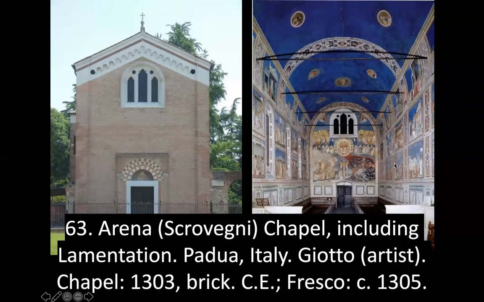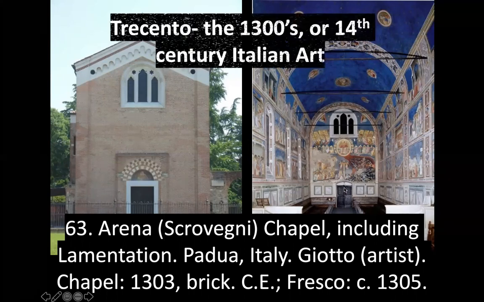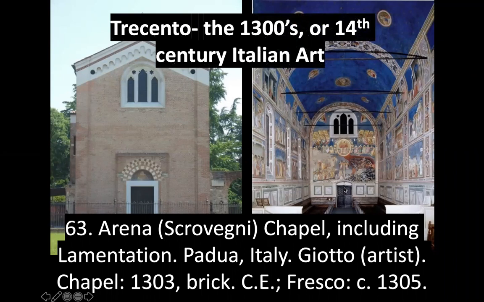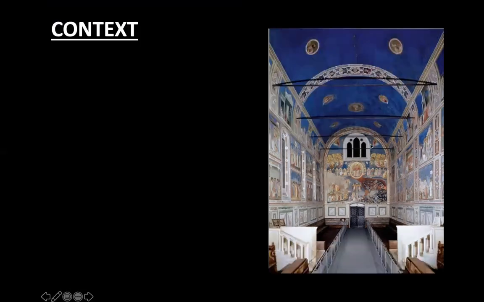The College Board gives us 3 images. We have the exterior of the chapel, the interior of the chapel, and the Lamentation painting. Another term to know is Trecento. You can refer to this time period as Trecento, which is the 1300s, or the 14th century Italian art. So you can refer to this as 1300s, 14th century, 1303, or Trecento. Any of those terms would work.